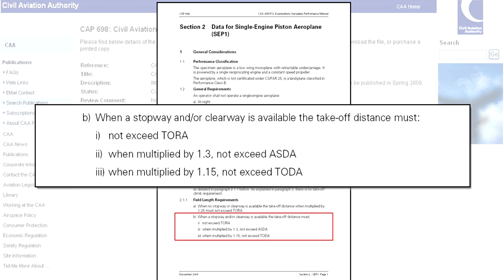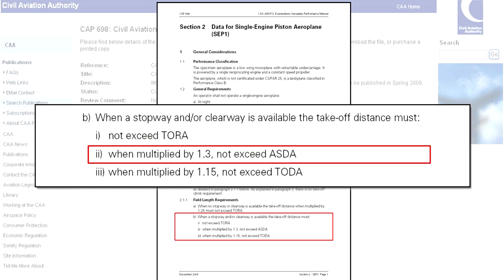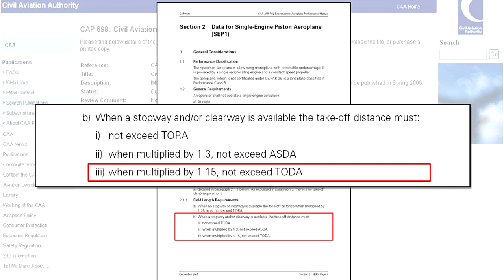Firstly, when a stopway and/or clearway is available, takeoff distance must not exceed the takeoff run available. Secondly, the takeoff distance, when multiplied by 1.3, must not exceed the accelerate stop distance available. Thirdly, the takeoff distance, when multiplied by 1.15, must not exceed the takeoff distance available. Since these regulations may be a little complicated to understand, let's work through an example to illustrate their meaning.